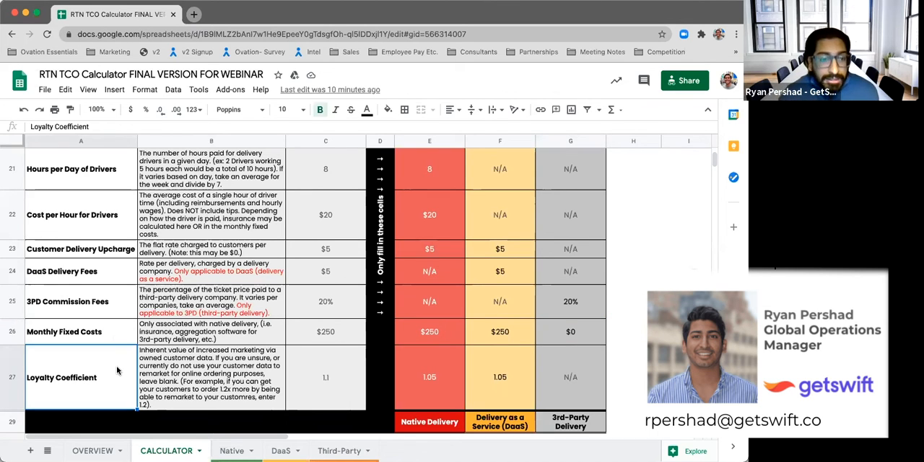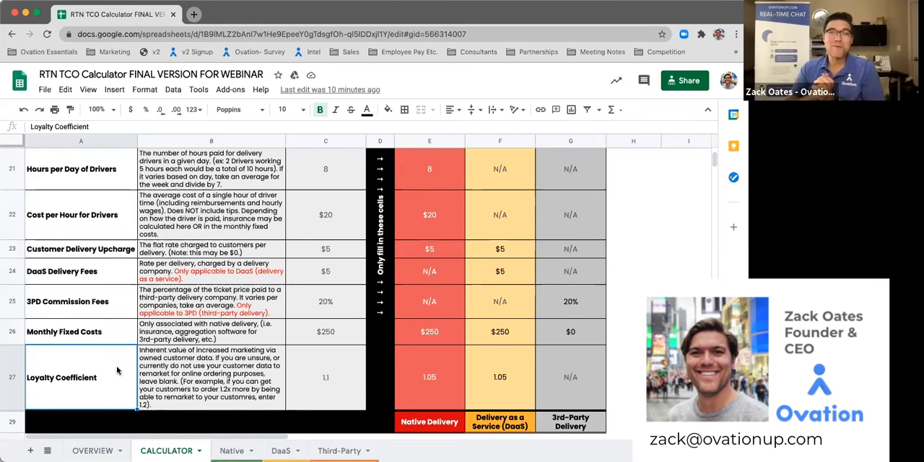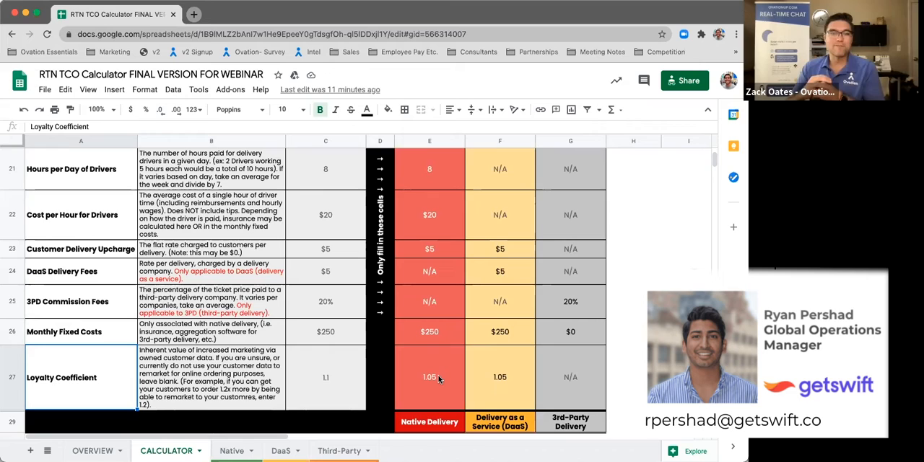And finally, we have the loyalty coefficient. This is one that we went back and forth on, just to let you guys know. Do we include it? Do we not include it? Ryan's going to explain what this is, but if you want this to not be included, I'll show you how to remove the loyalty coefficient factor. But note that this is a huge differentiator of native and DaaS versus third party.